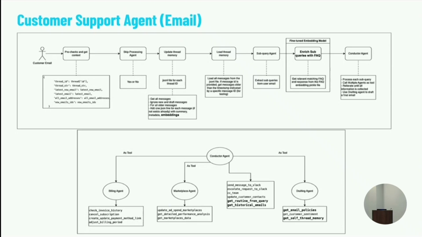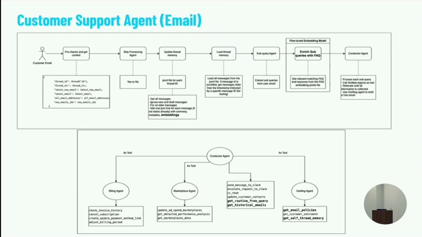So this is also using the embedding model to get relevant email policies before responding. The drafting agent would have the information, it would get the policy, how should I respond? And according to the policy, it will draft an email which is very human-like.